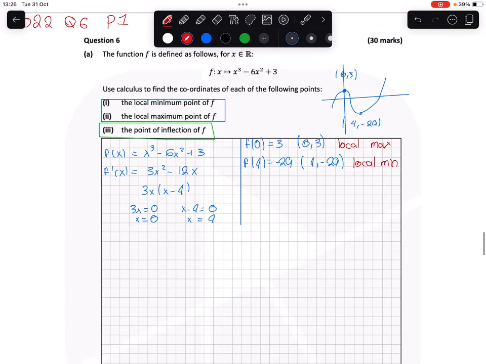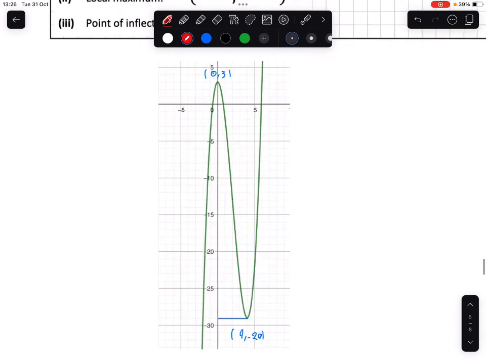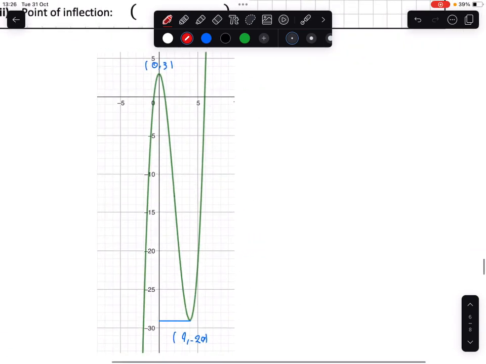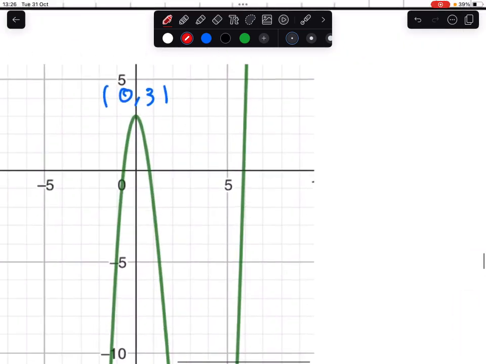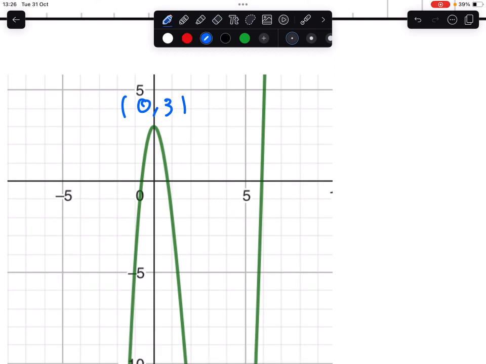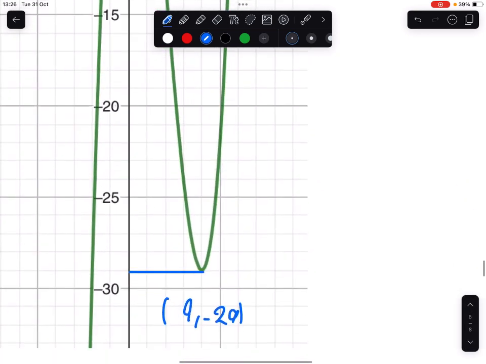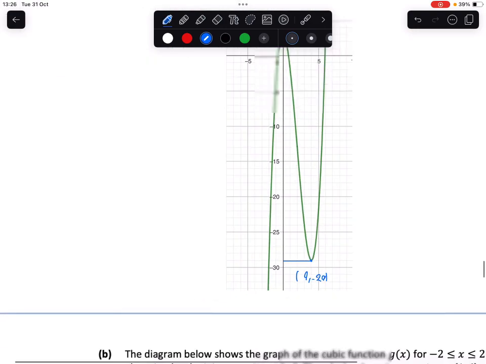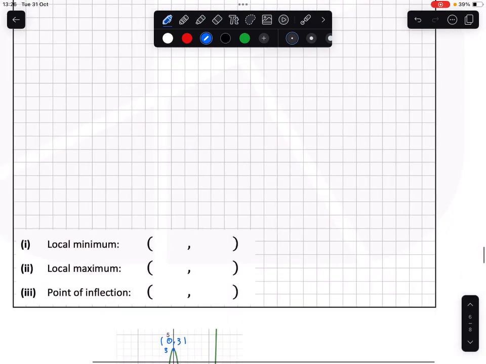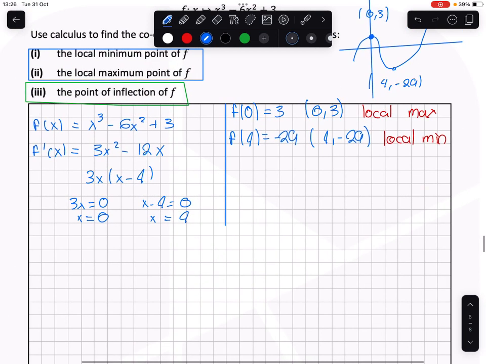And what I've done below is use GeoGebra just to graph this out. If you type in that function, this is what it gives you. We can see at the very top, although it's not written, this point right here is 3. So that gives us the point (0, 3), which is the max. And then if we go all the way down, we have this bottom point here, which is when x was equal to 4, which gave us negative 29. So we know the local minimum is going to be (4, -29), and the max is going to be (0, 3). Now we're going to be solving the point of inflection.